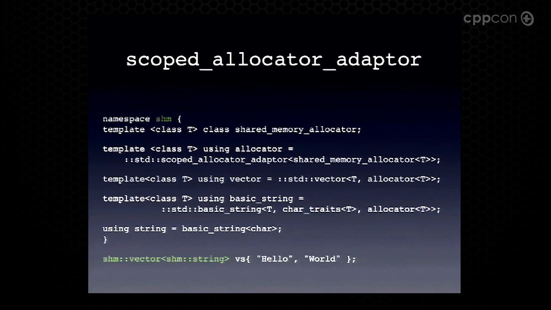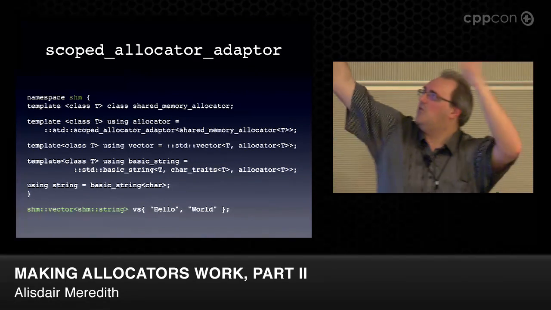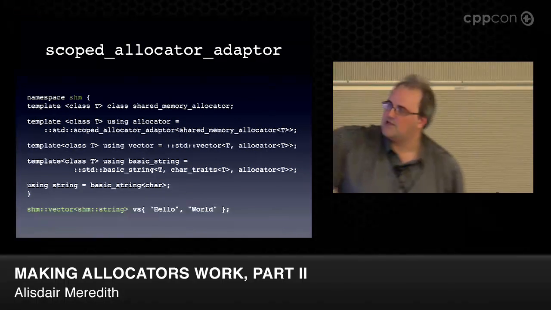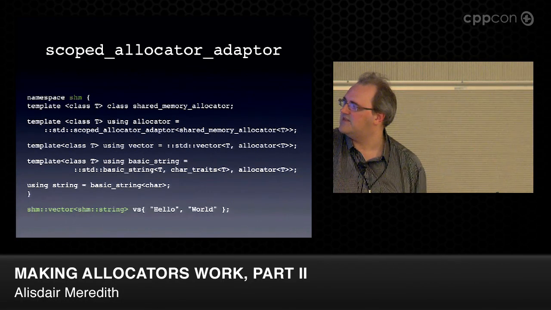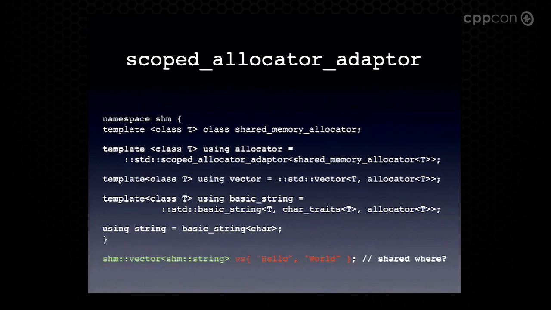Which means finally, where I want to create this vector of strings in shared memory, I just now use an SHM vector of SHM strings, and that has done all the wrapping of the scoped allocator adapters and done all the right things for me. And I can now initialize it using a traditional initializer list and have hello world. Almost.